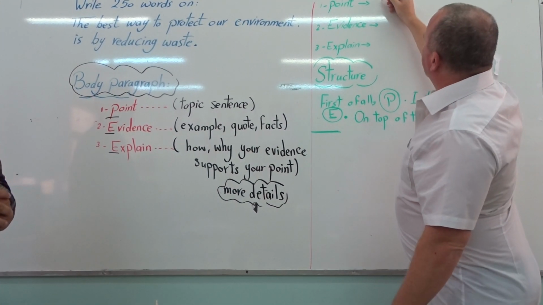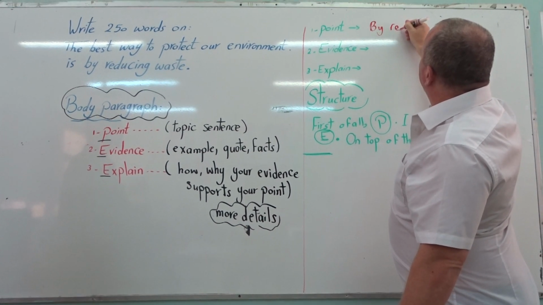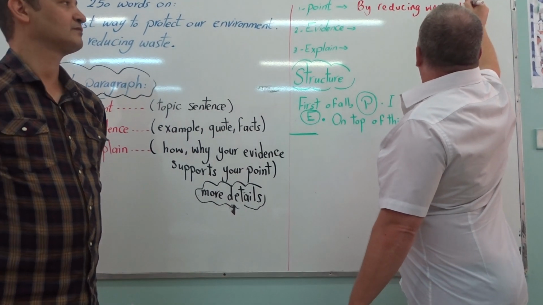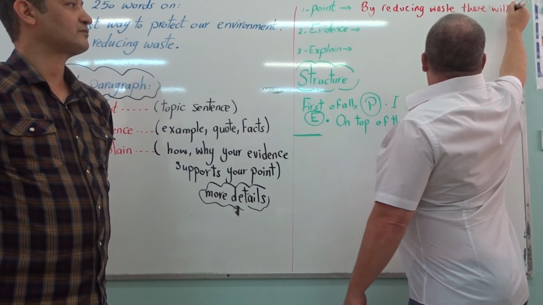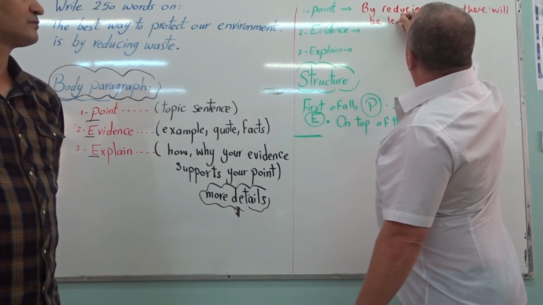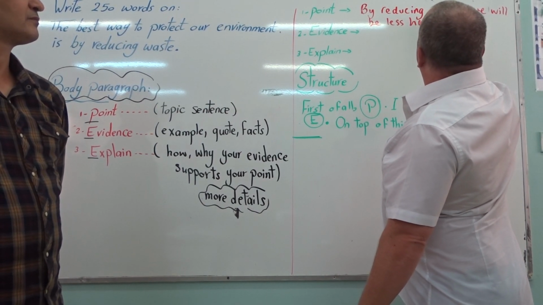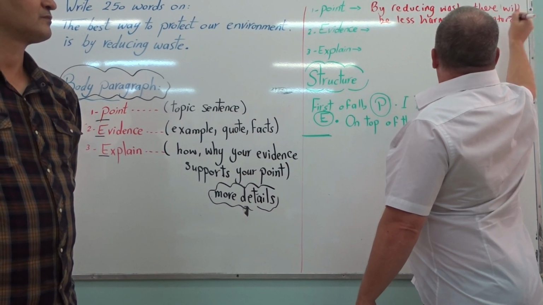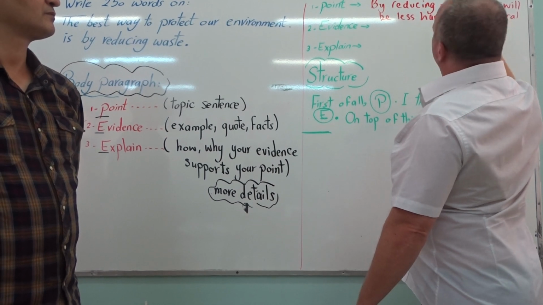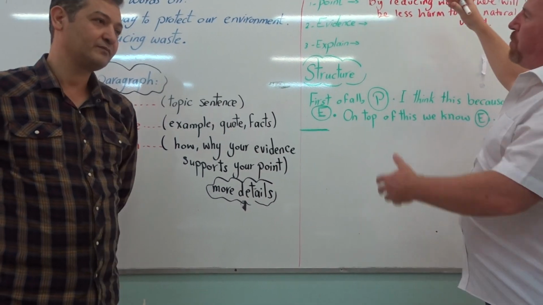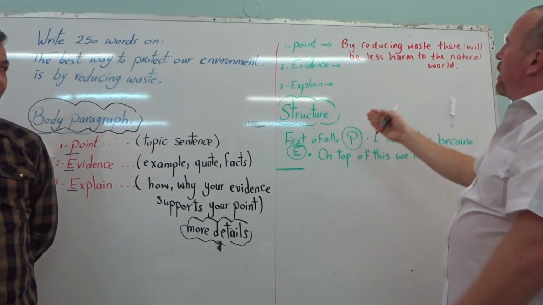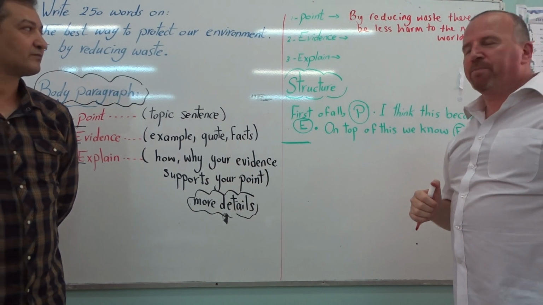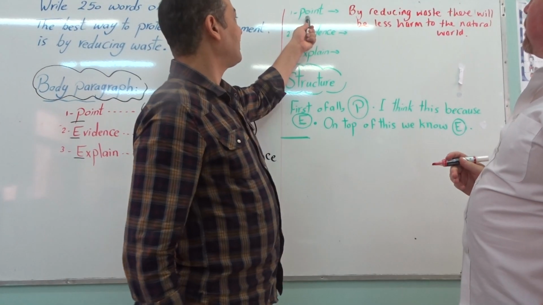So my point is, by reducing waste, there will be less harm to the natural world. So this point supports the thesis. It's a topic sentence because we know in this paragraph we're now going to talk about the natural world. That's okay. So, Mr. Hugh, write this point.